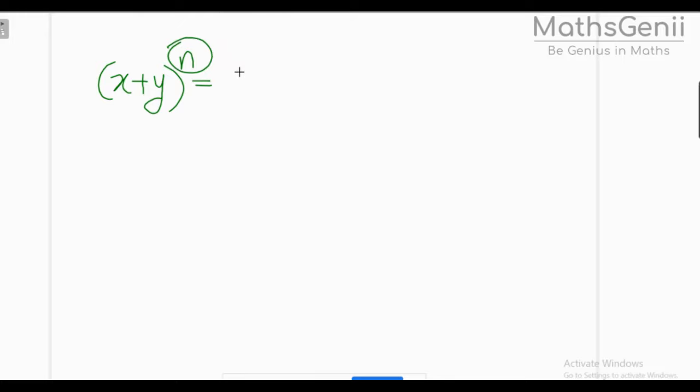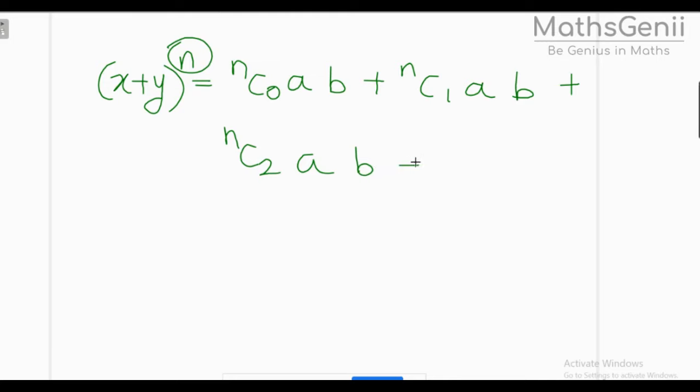When expanded, it's going to be starting with nC0, then you will have a, you will have b, plus nC1, then you will have a and b, plus nC2, a and b, plus dot dot dot, nCn, a and b.